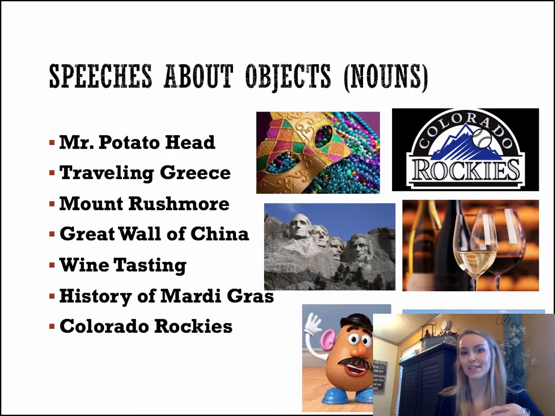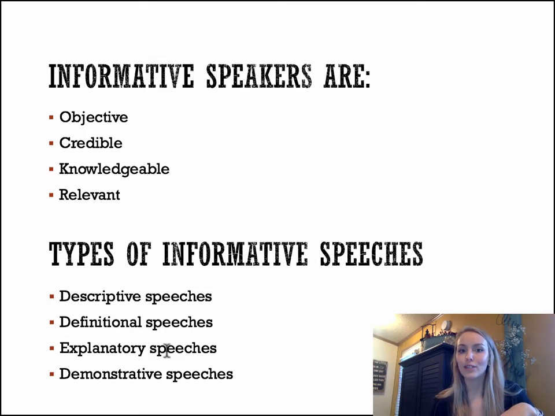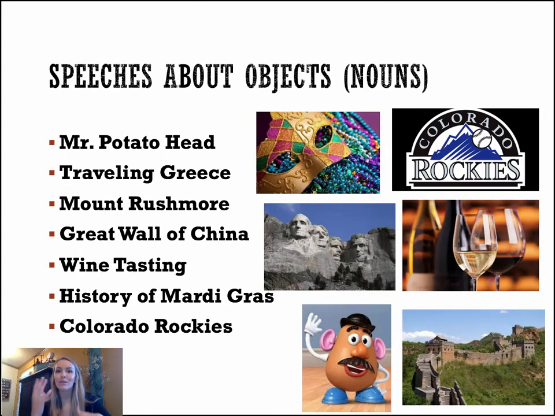Okay, so let's talk about some of these. There's speeches about objects, nouns. So thinking about what might these fit into. Am I going to explain the noun descriptively? Am I going to explain the noun explanatorily? How or why something exists? How or why something is done? So be thinking about what stance you're going to take. Organize your topic even before you've set it into an organizational pattern there, okay? So maybe you're going to tell us about Mr. Potato Head, traveling Greece, Mount Rushmore, the Great Wall of China, wine tasting, all these different things that you can talk about relative to the item or object or place as a noun.